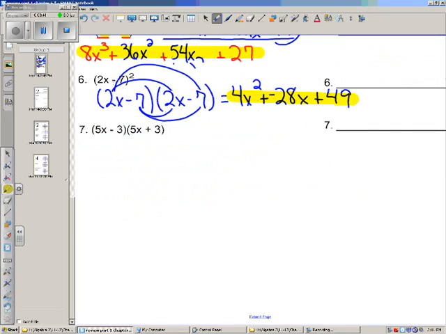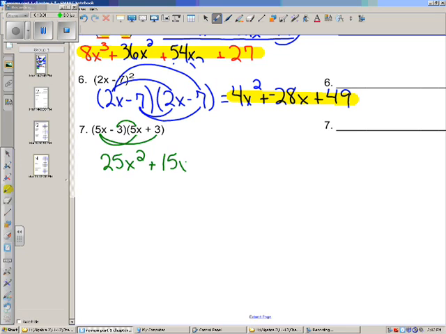And finally, the last one for number 7. When I go through this one, again, I'm just going to FOIL. So 5x and 5x is 25x squared. 5x and 3 is 15x. But when I take the negative 3 and the 5x in the middle, I'll get a negative 15x.